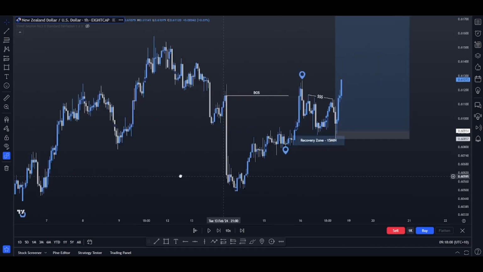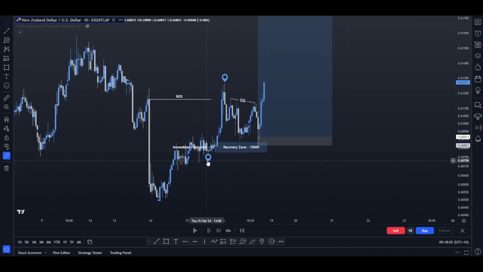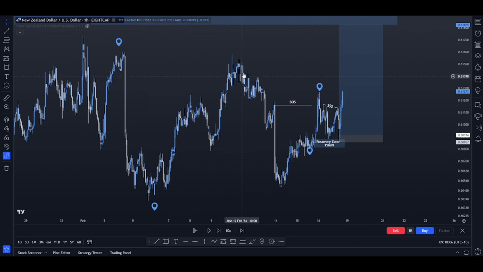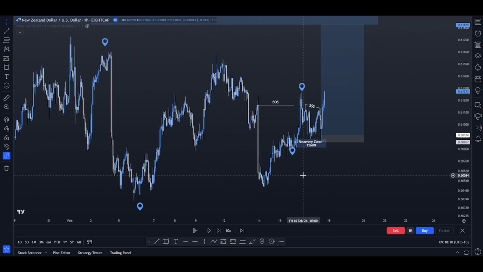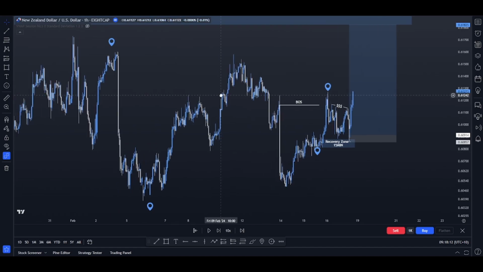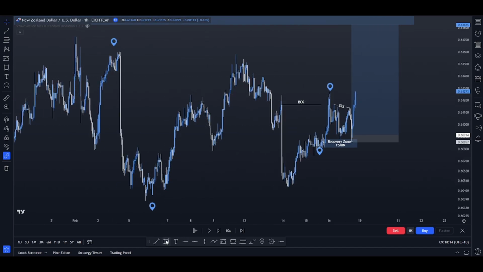And then on the hourly time frame, I have marked this low to this high after this beautiful break of structure. That's where price reversed as that counter trend trade. Also just a perfect example of how well price reacts off recovery zones.